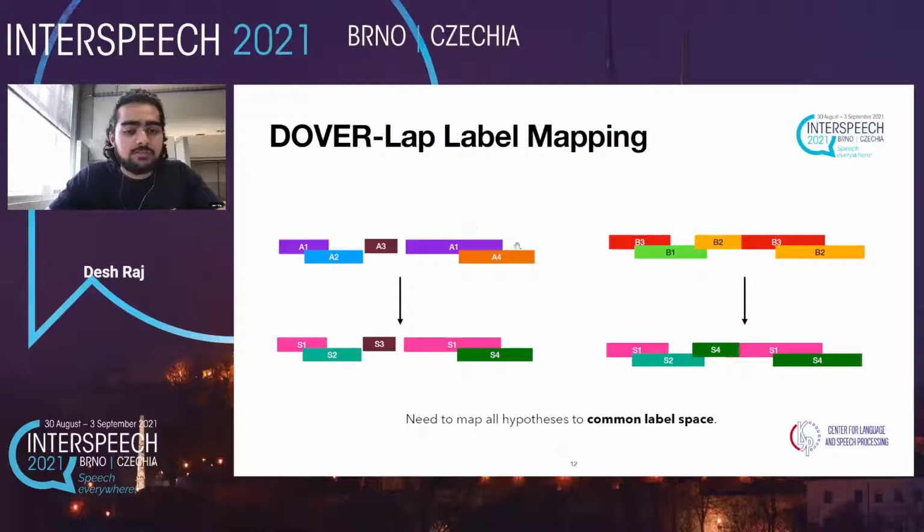To perform any kind of combination, we need to map all these labels into a common label space. For example, in this figure, the labels from A and B have been mapped to the label space S, and you can see A1 has been mapped to S1, A2 to S2, and so on. And in system B, B3 has been mapped to S1, B1 to S2, and so on. So we can see that the labels B3 and A1 have a correspondence here, and they have both been mapped to label S1. And finally, when we have such a mapped hypothesis, any kind of voting can then be done.